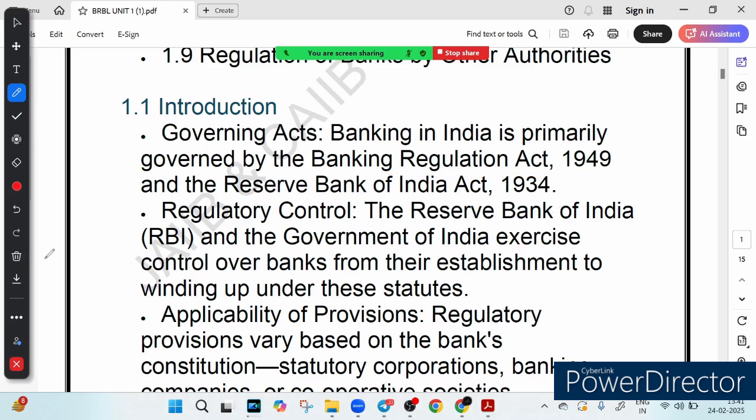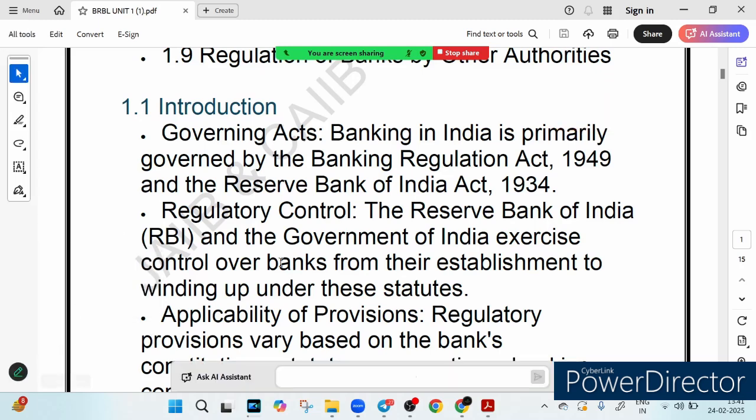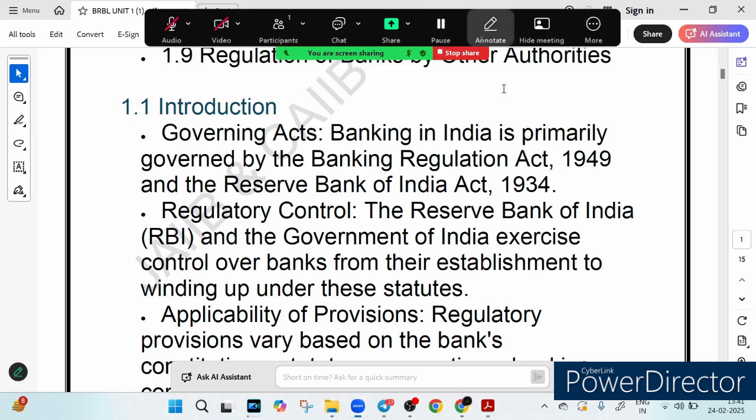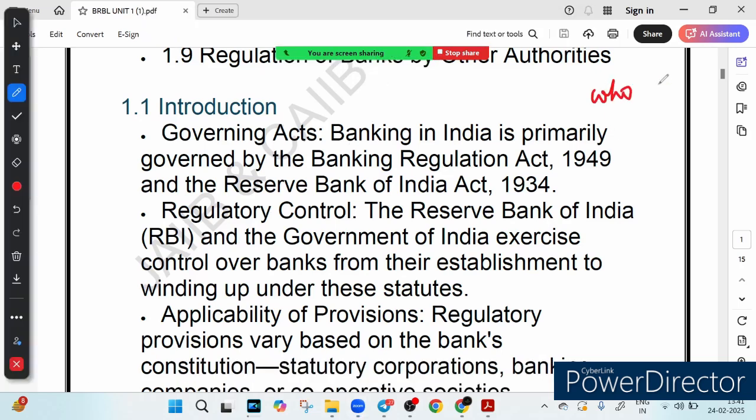These 2 acts are like the rule book for how banks operate in India. They tell banks what they can and what they cannot do, and help keep things fair and safe for you and me when we use banking services. Right, now let's talk about who controls the bank. Let's answer this question.